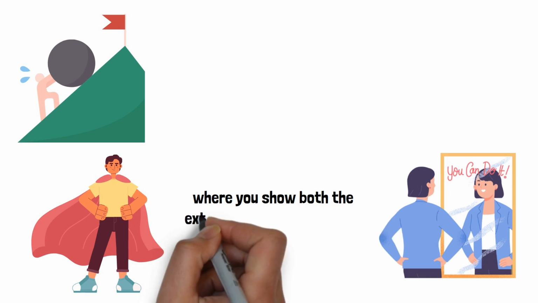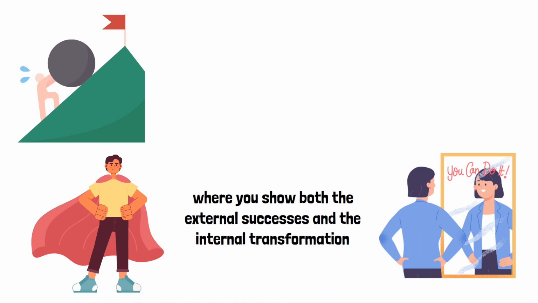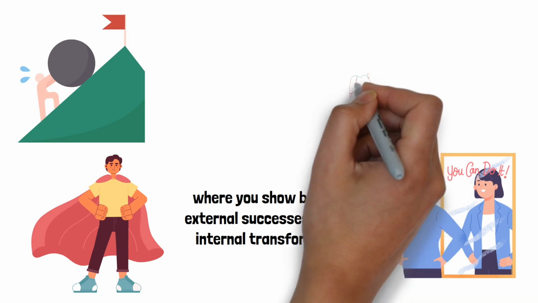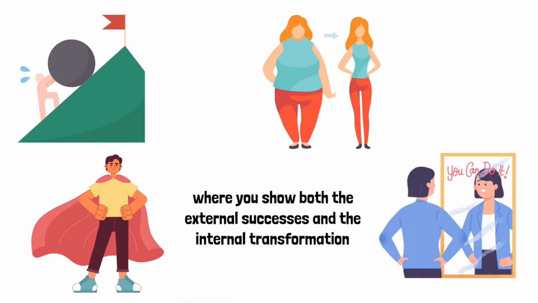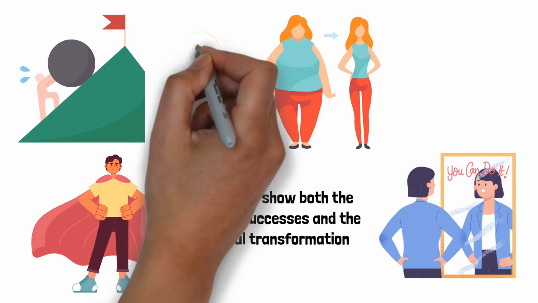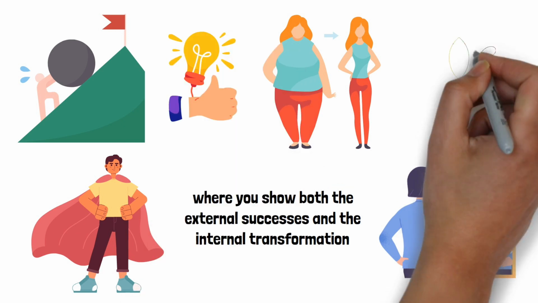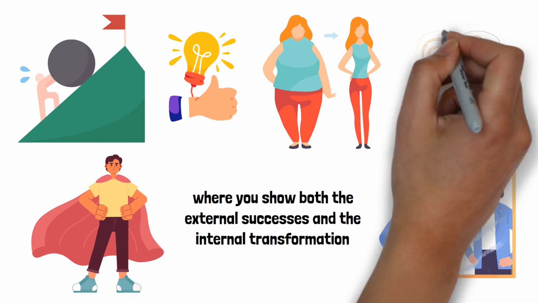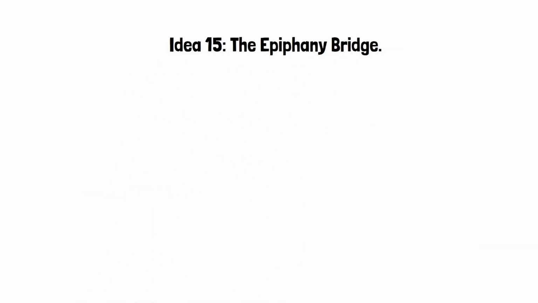By using this kind of story, where you show both the external successes and the internal transformation, you're not just selling a product, you're giving your audience a vision of a better version of themselves, and that's a powerful motivator for action. This approach resonates deeply and can be far more convincing than just listing features or benefits of what you're selling. It taps into the emotions and the psychological journey that each person goes through when faced with a challenge. Idea 15. The Epiphany Bridge.